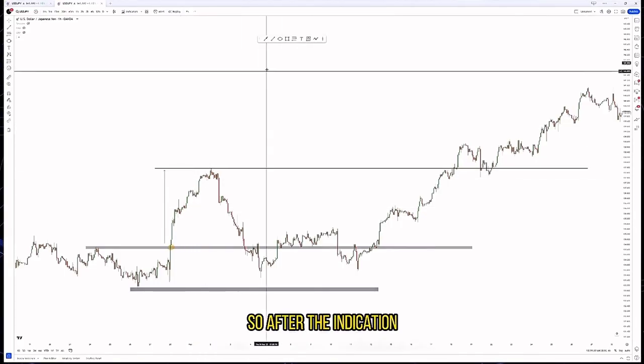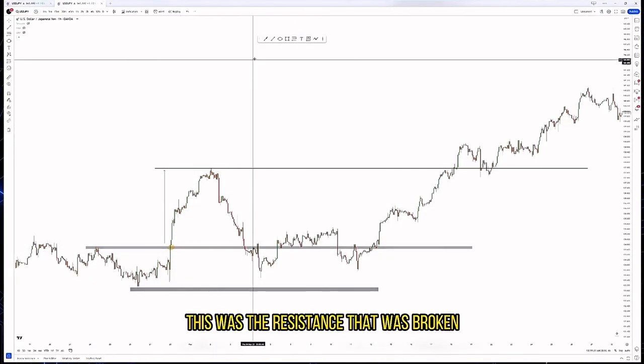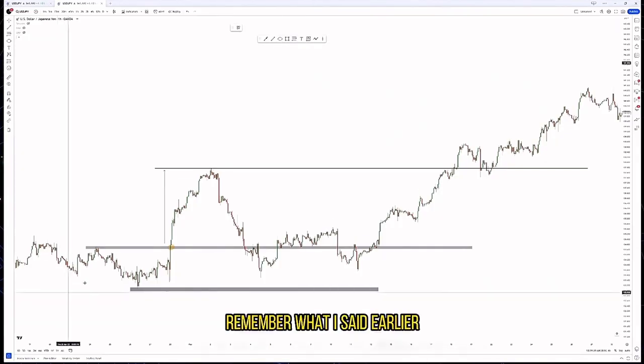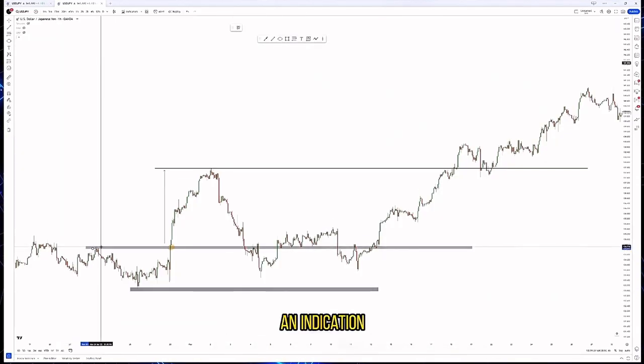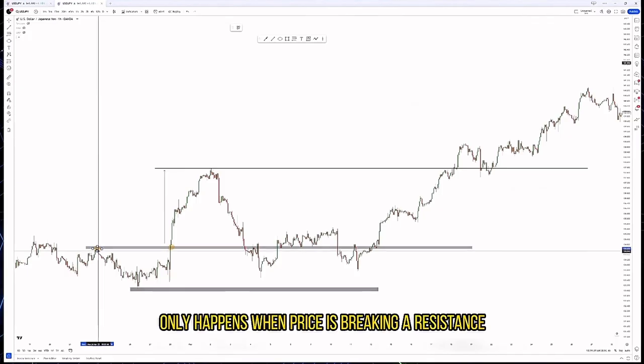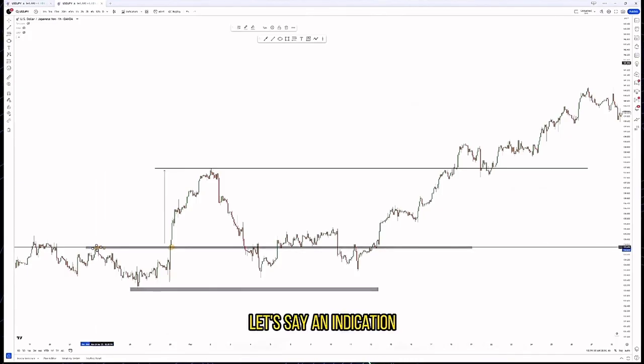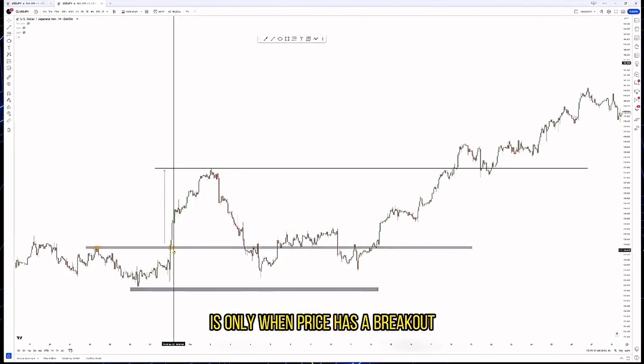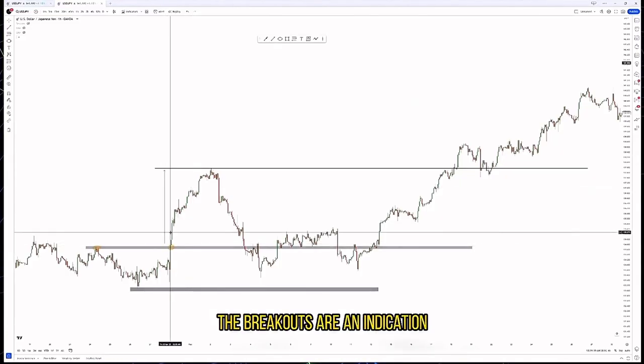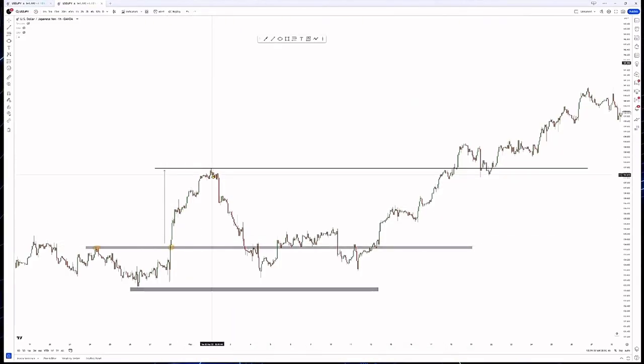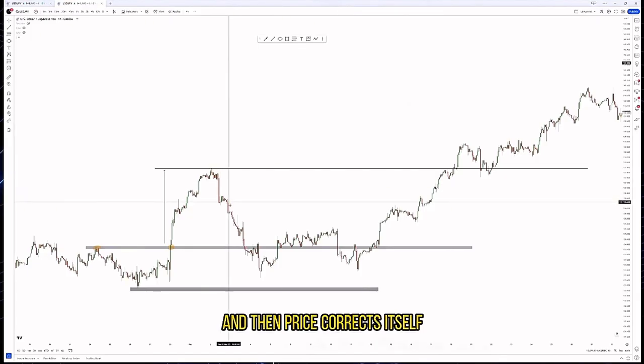So after the indication, this was the resistance that was broken. Remember what I said earlier. An indication only happens when price is breaking a resistance. Let's say an indication is only when price has a breakout. The breakouts are an indication. And then price corrects itself.